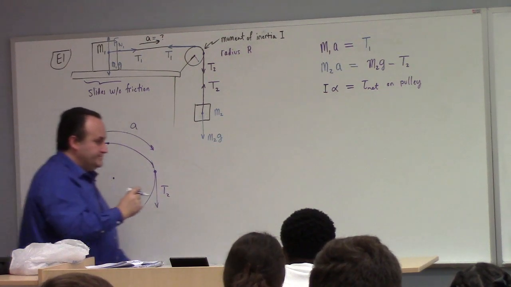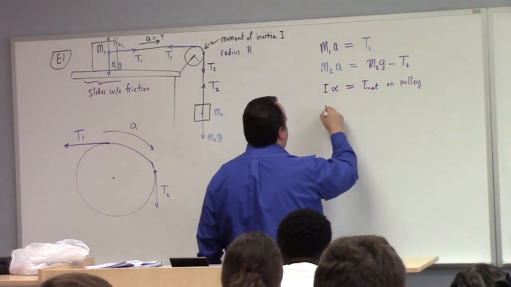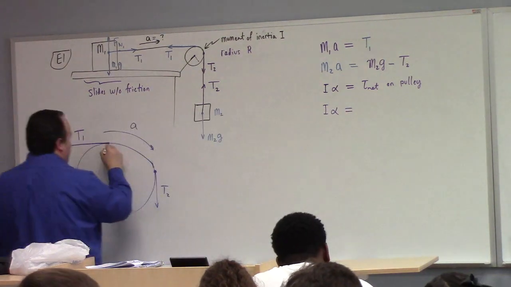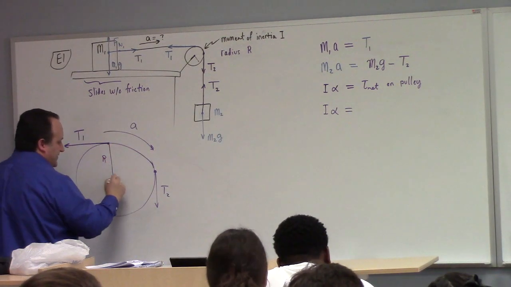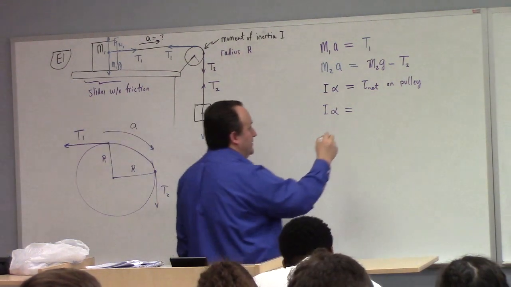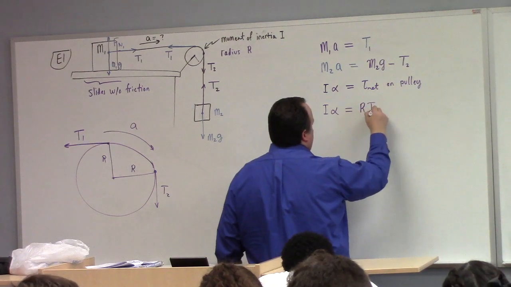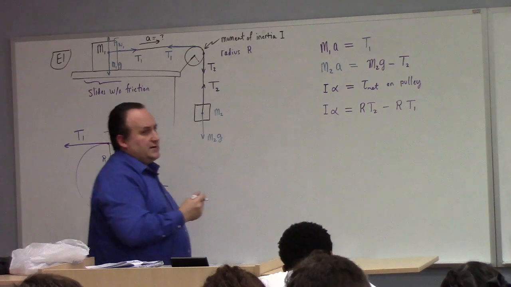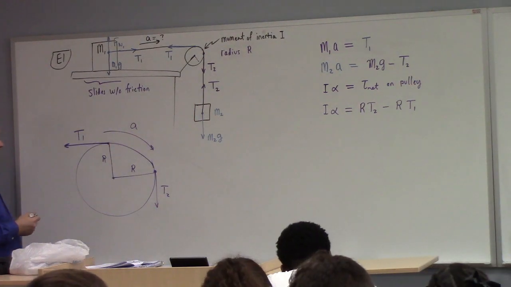So I alpha is equal to, and both of these are applied radially, at a distance r from the center point. So I've got R T2 minus R T1.